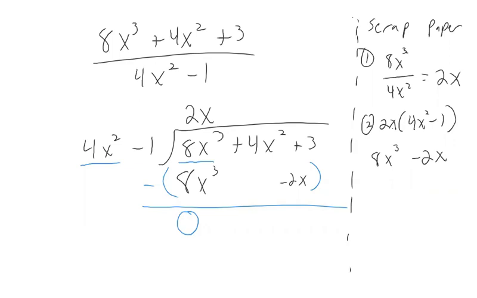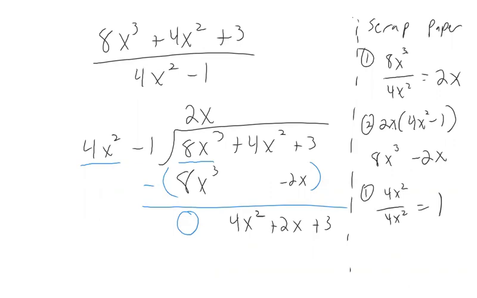Now I bring everything down. 4x squared minus nothing is 4x squared. There's nothing to subtract my 2x from, but a negative and a negative becomes a positive, so it becomes a positive 2x. And 3 minus nothing is a plus 3. Now I do the whole process again. Step 1, 4x squared divided by 4x squared equals 1.